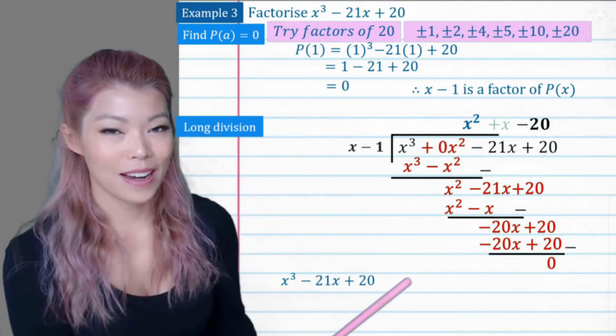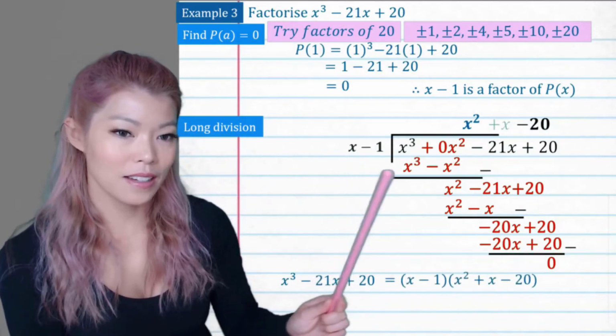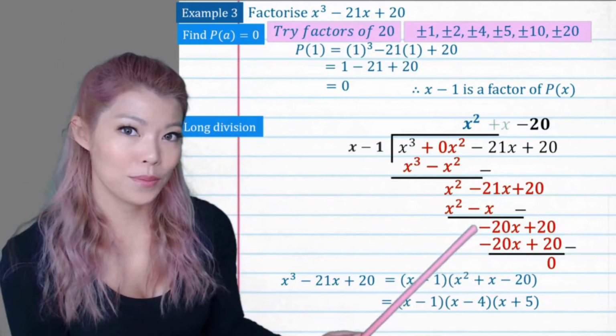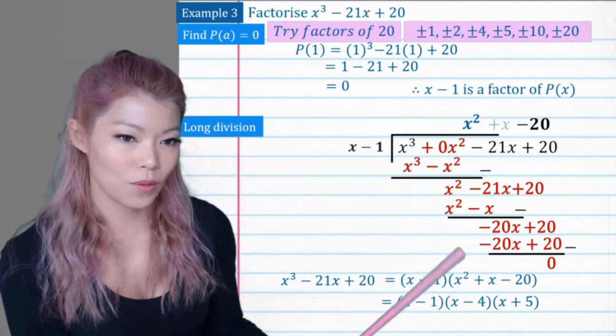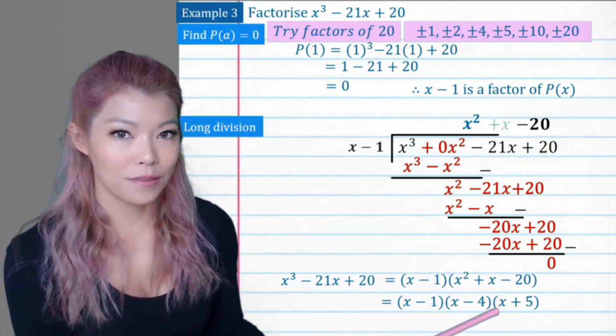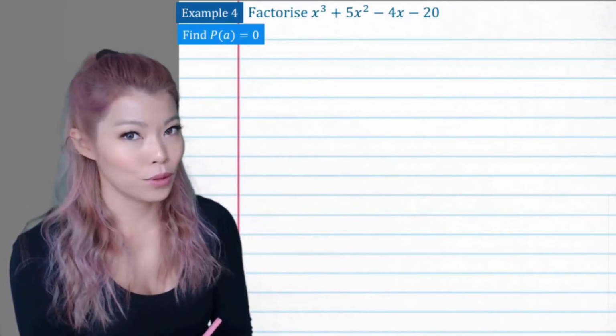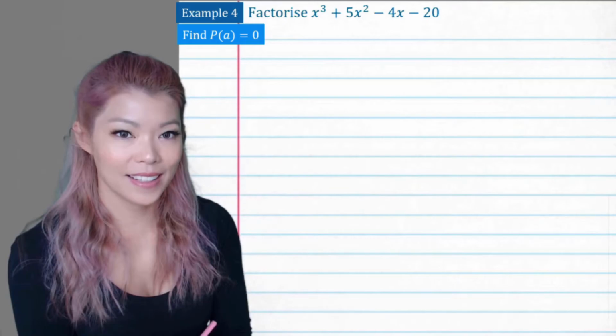So now we can write our dividend is equal to our divisor times our quotient, and we think what two numbers multiply to give us minus 20 and add to give us 1? That's minus 4 and 5. Now try the next example yourself, pause the video and unpause when you're ready to see the answers.